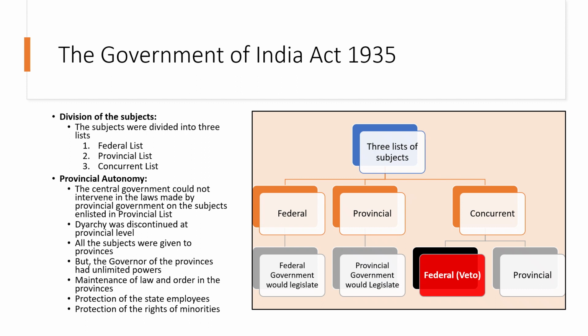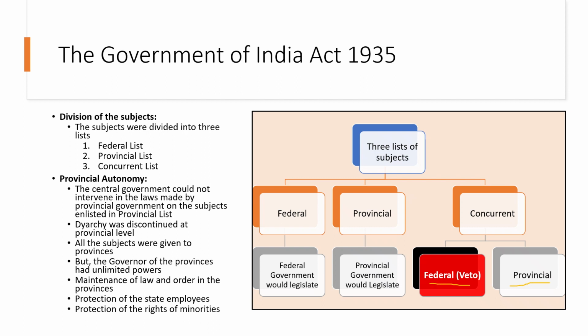But students, there was another list that was called the concurrent list. And in the act, it was stated that both the provincial government and the federal government can legislate on the subjects that were enlisted in the concurrent list. Both the governments, that is, the provincial government and the federal government, both can legislate here, right?